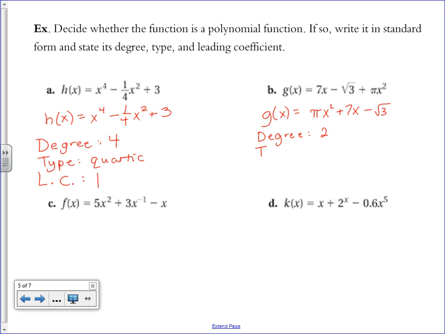The type is based on the degree. Since the degree is 2, the type is called quadratic. And the leading coefficient, now that it's in order, we can see the number in front of the highest x term is pi.